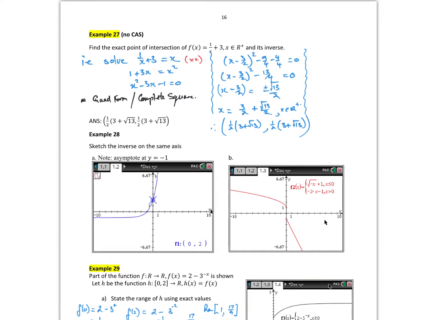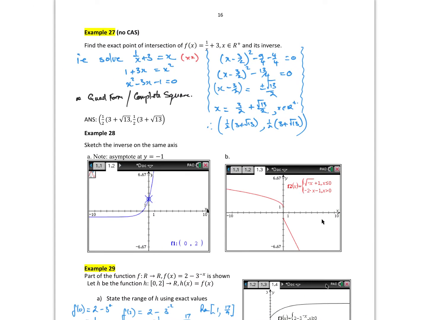Example 27, find the exact point of intersection for 1 on x plus 3 and its inverse. Again, you could work out the inverse function if you wanted to, but it's equivalent to solving 1 on x plus 3 equal to x. That's what I'm looking to solve. If I multiply both sides by x, I'll end up with 1 plus 3x equal to x squared. So it gives me a quadratic expression.